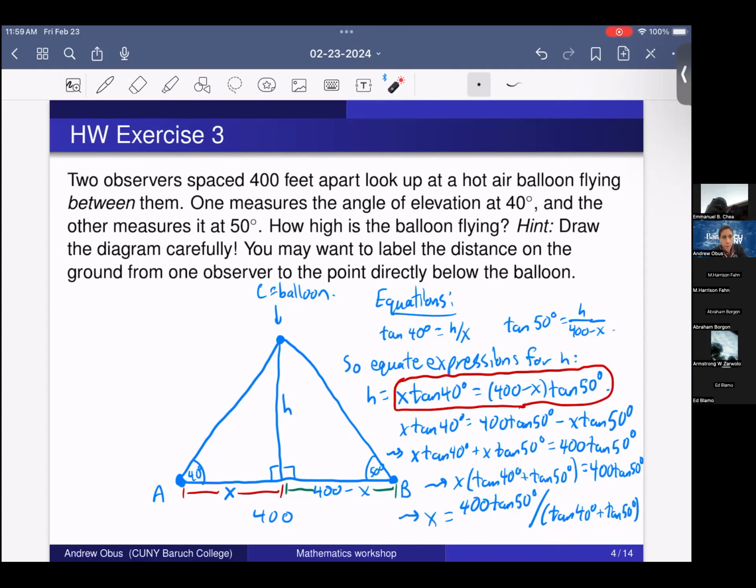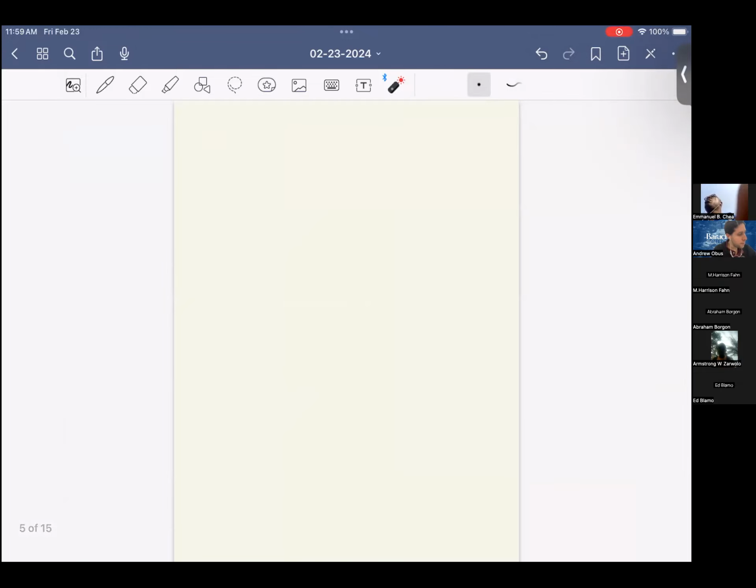I'll just do it on the calculator now. So 400 tan 50 degrees divided by tan 40 degrees plus tan 50 degrees. Okay, so this should be 234.7. Okay, so this gives us, I'm going to start a new page, that x is about 234.7 feet.